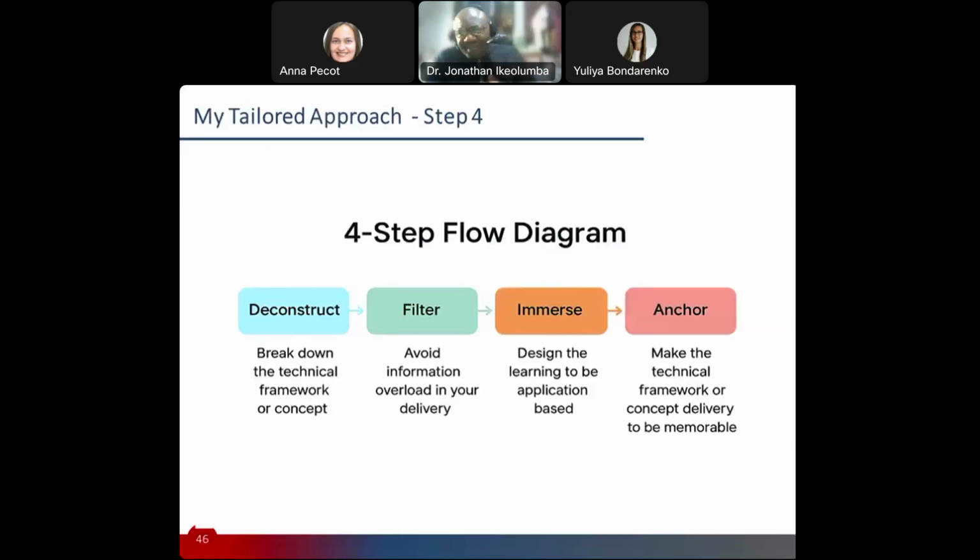Okay, let's go to the final step. So the first step was to deconstruct the technical concepts.